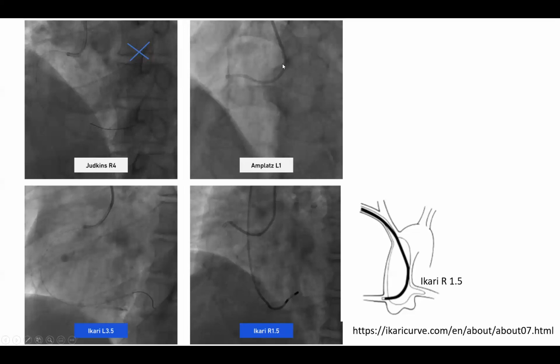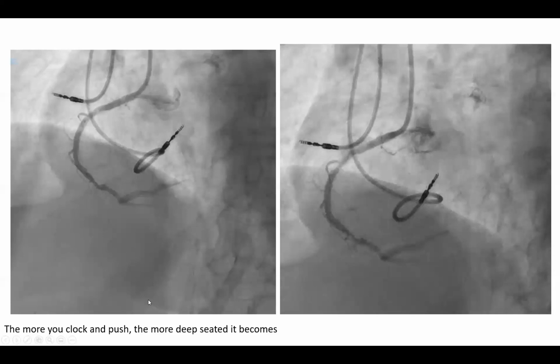Conversely, Ikari right is somewhat similar to Amplatz left. It sits usually on the aortic valve and on the opposite aortic wall, and it goes deeply in. So those are somewhat similar. This one is a better Judkins right.